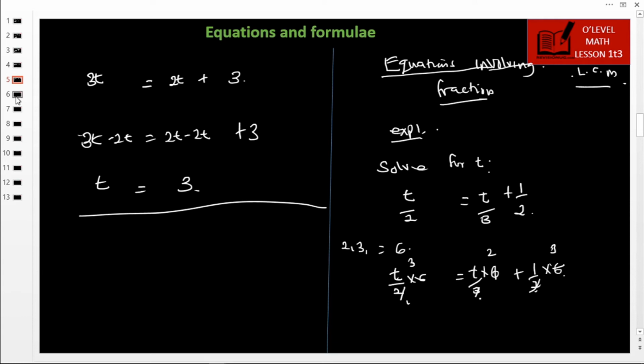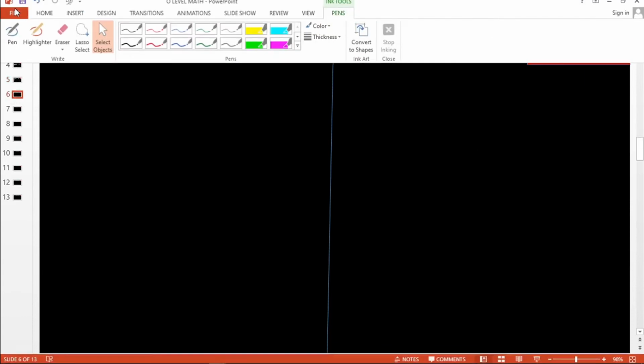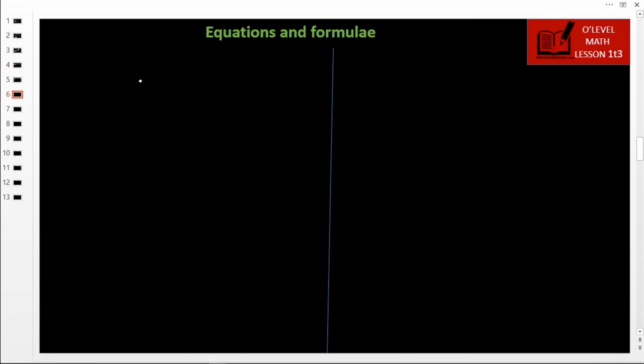Okay, so let us look at another example. Example 2 under these ones with fractions says: solve a quarter into x minus 2 is equal to 5. Here what we are going to do is multiply throughout by the denominator.